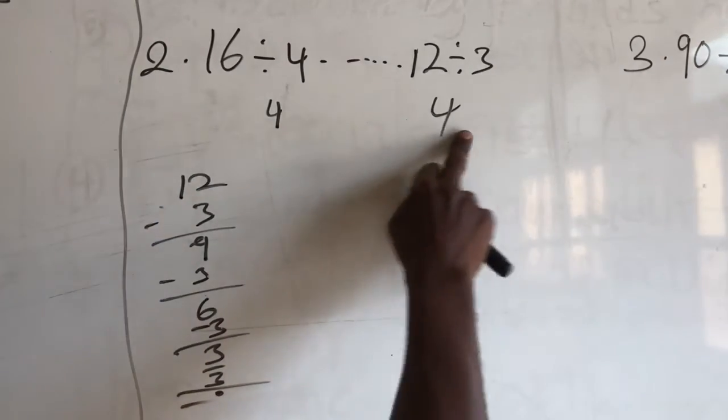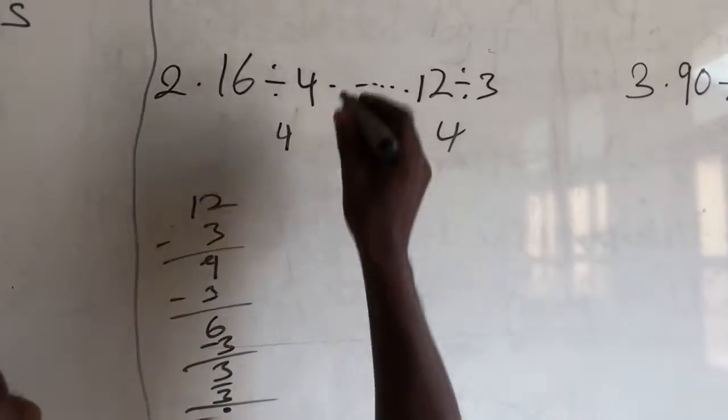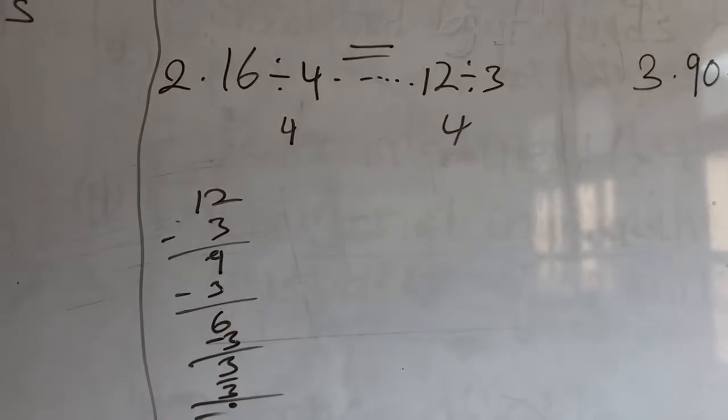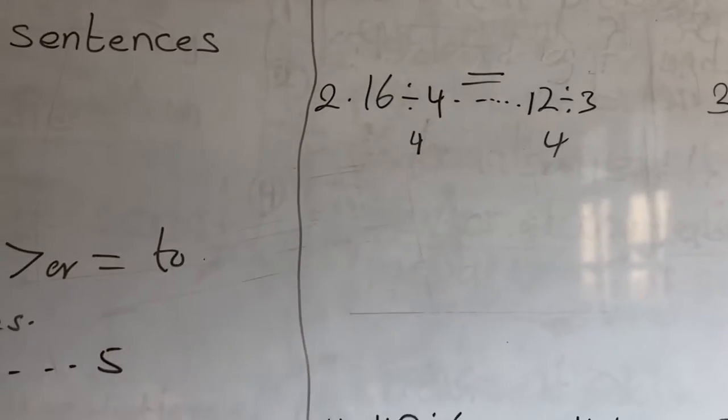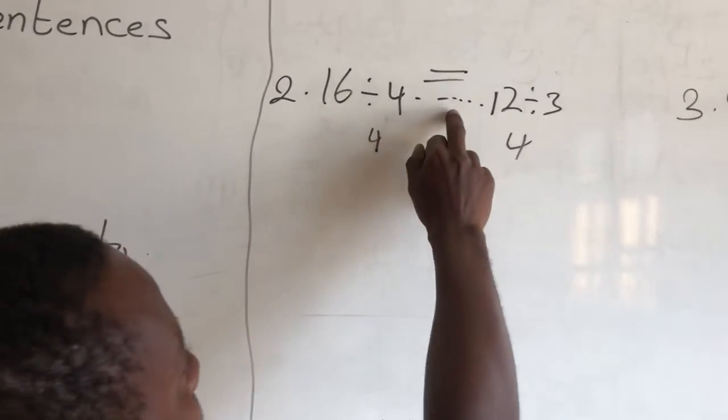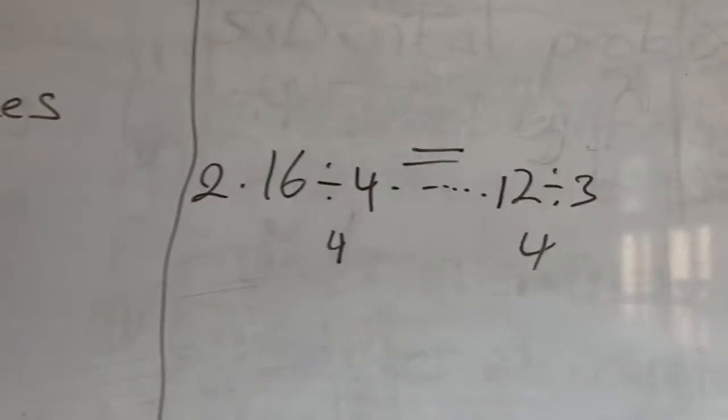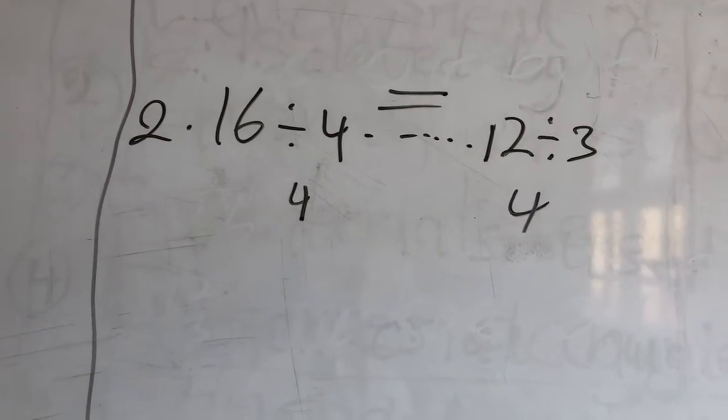What are we using? So we can see that 4 and 4 are equal. So we put equal to over there. We compare them using equal to. So 16 divided by 4 is equal to 12 divided by 3. Good.